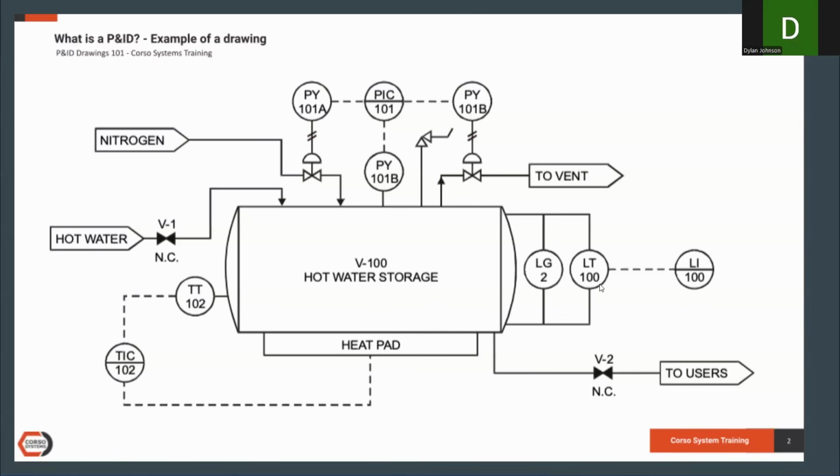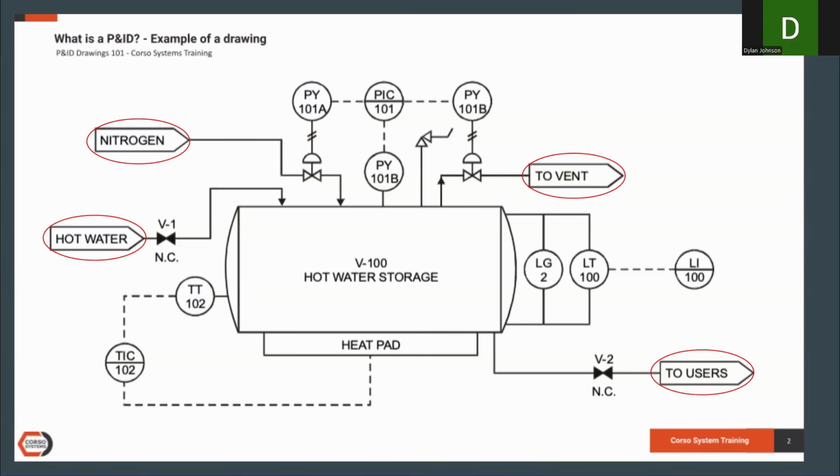To help us better understand this, I've highlighted the inputs and outputs of the system. On the left side, we have the inputs. We have hot water, and we also have nitrogen. On the right side, we have the outputs, a vent, and a line going to users. Once you identify inputs and outputs, the entire P&ID starts to make a lot more sense.